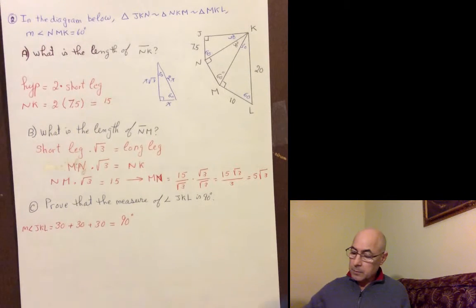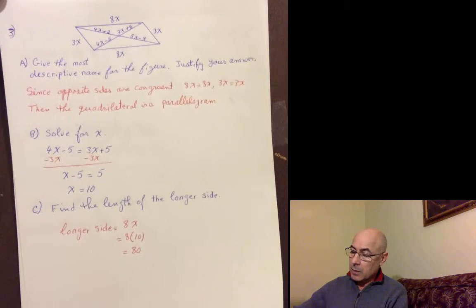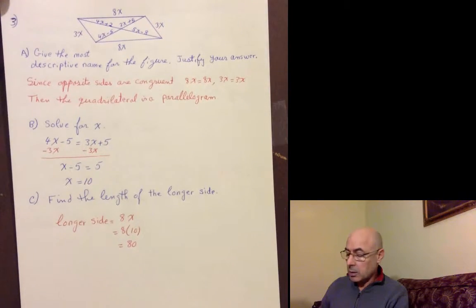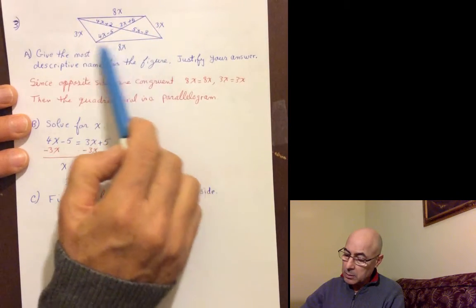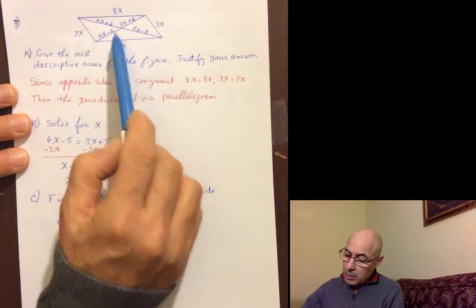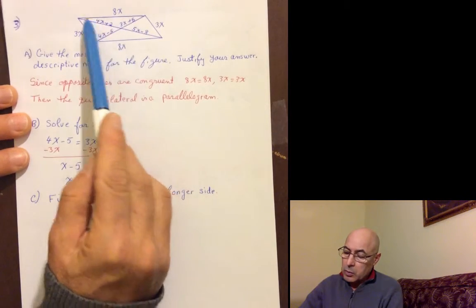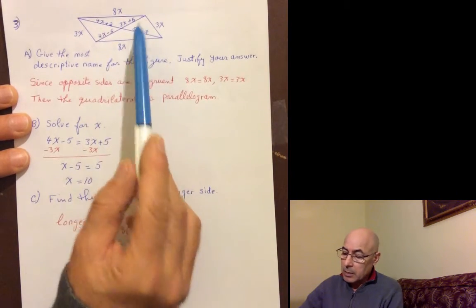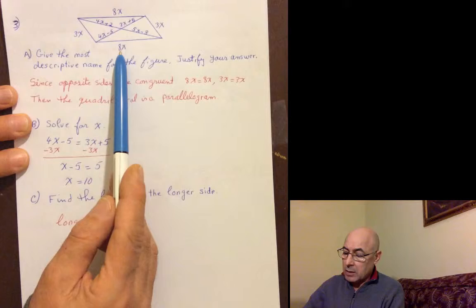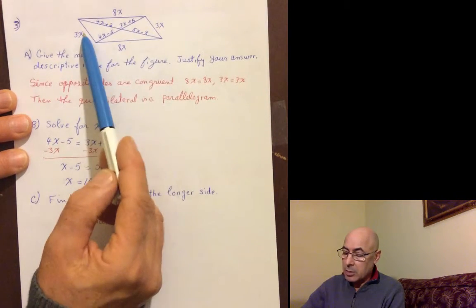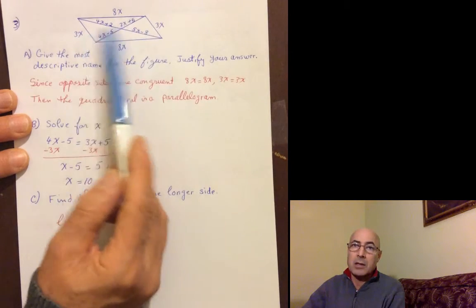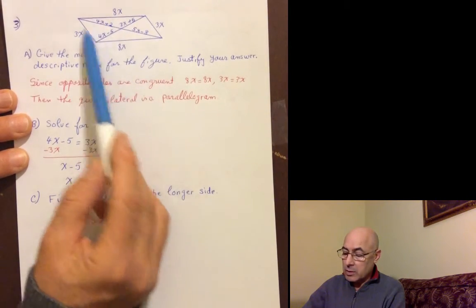Example 3, that's the stuff we just were working on. We have a parallelogram, as you can see. How did I know that this is a parallelogram? I see over here 8x, 8x. So now one pair of opposite sides are congruent. I see 3x, 3x, so that's another pair of opposite sides congruent. So this is a parallelogram.